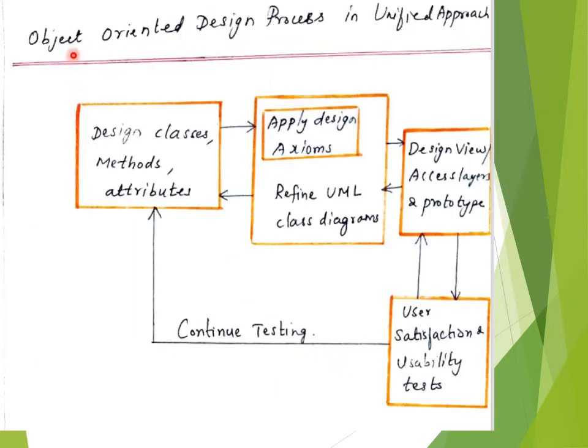Then we can move on to the object-oriented design process in the unified approach. First we will start with an architecture diagram. This diagram consists of various blocks: design classes, methods, attributes block, then applying design axioms block, then designing the access and view layer, and then the testing block.